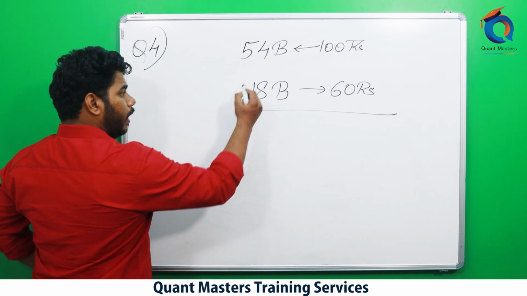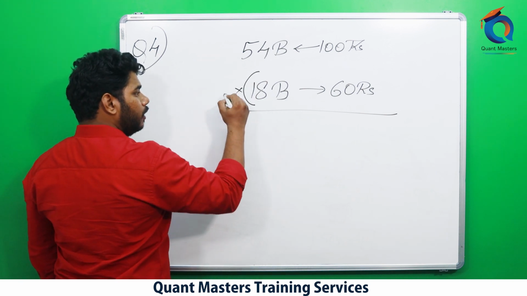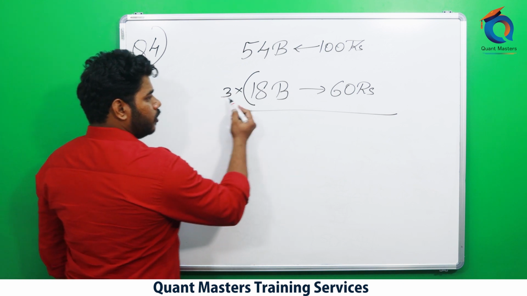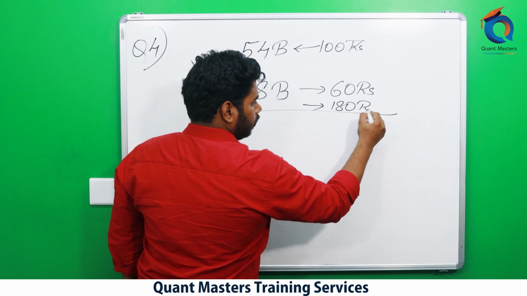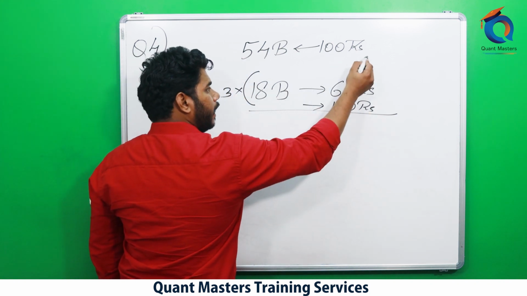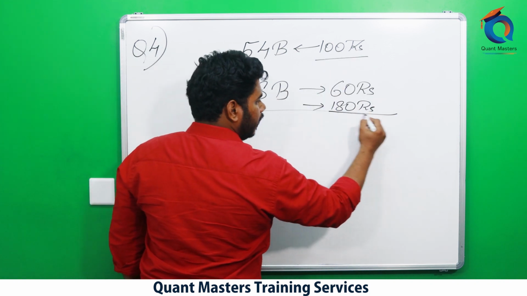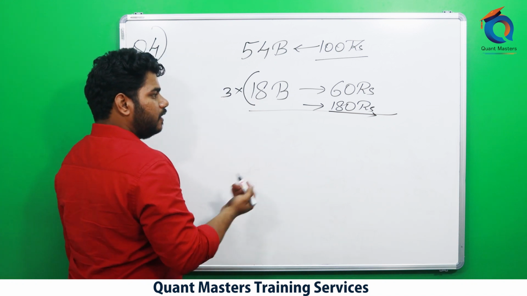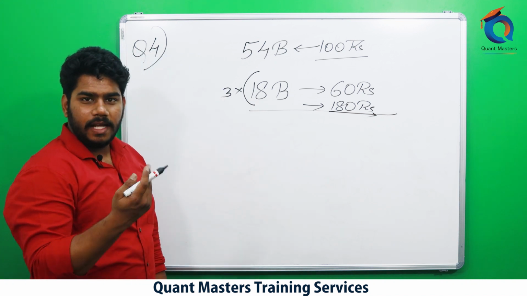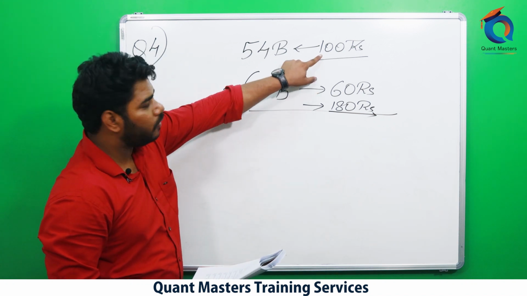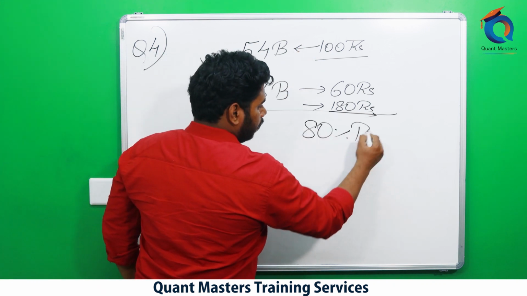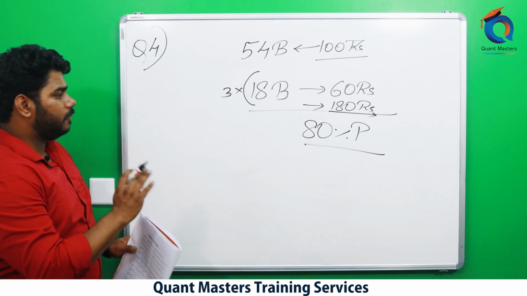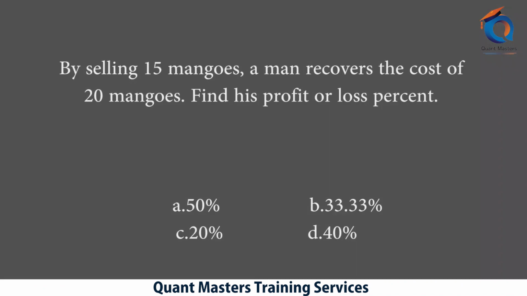Right? Now, 18 3s are 54. Which means 3 into 60 is how much? 180 rupees. Now you tell me, you're buying at 100 and you're selling at 180. So can I say my profit is 80 rupees? And 80 rupees is what percent of 100? 80%. So my answer is 80% profit. That's all. Please make a note of it.